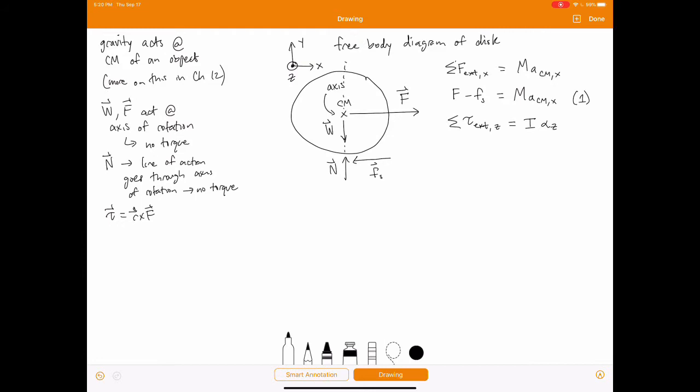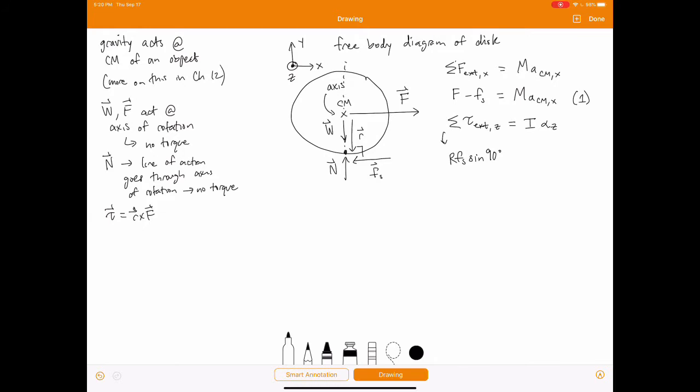So, for the static friction force, R is the radius of the wheel. The force is Fs. And we'll have to take the sine of the angle between, let me draw the radial vector R right here. The angle between that radial vector, which goes from the axis of rotation to the point down here where the force is applied, that's at 90 degrees to the static friction force.